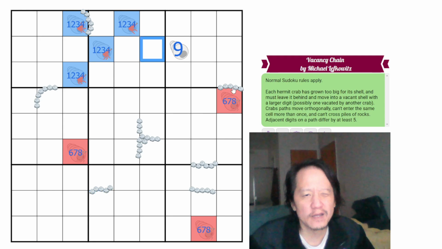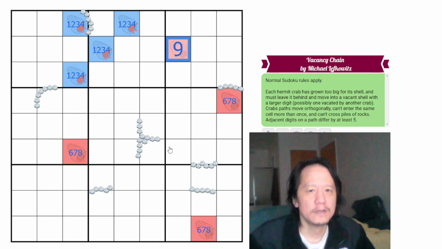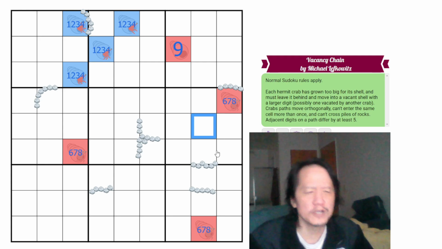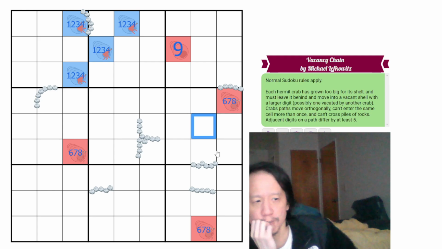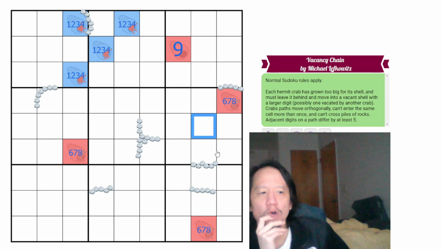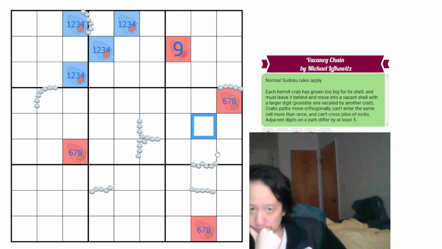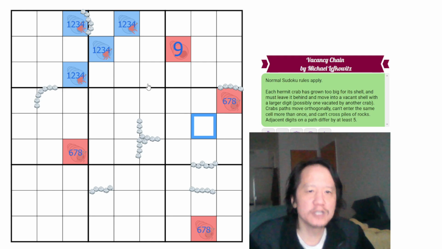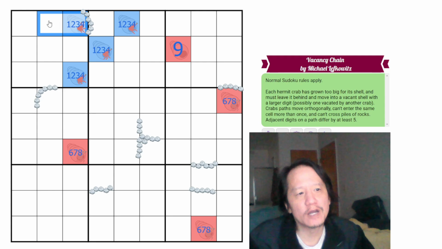This is high again. So this is high. Could be any from 1 through 4. We have 6, 7, and 8. The 4 connects with the 6, which is interesting. The 3 connects with the 4, and the 2 connects with the 1. So this cannot be, well, it could be 4, 9.